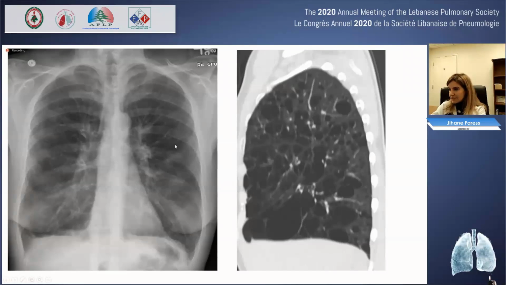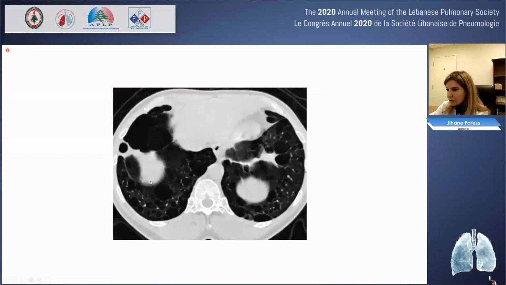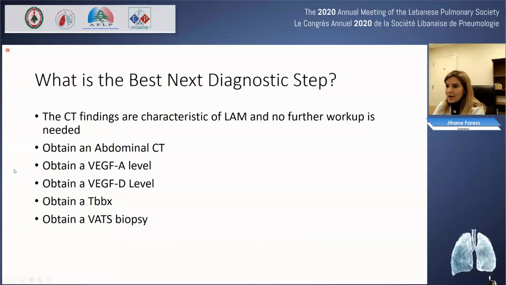On her chest CT, I'm highlighting here on the sagittal view that there is involvement of the upper, middle, and lower lung zones by a diffuse cystic process. And because we are mostly used to looking at axial images, these are her axial images. There is a diffuse cystic process. These are cysts that are round and thin-walled, and they are affecting the upper lobes, the middle lobes, and the lower lobes. So I am going to give you a question here to think about.